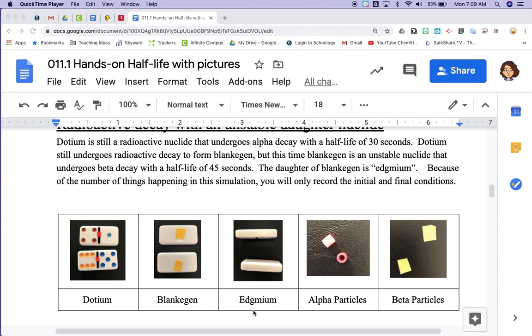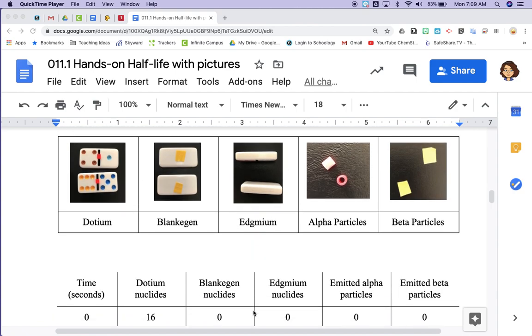This simulation is a slight oversimplification of the situation because in actual radioactive decay, the blankogens would begin undergoing radioactive decay as soon as they were formed. In this simulation, we wait until 30 seconds before we start having the blankogen undergo radioactive decay.